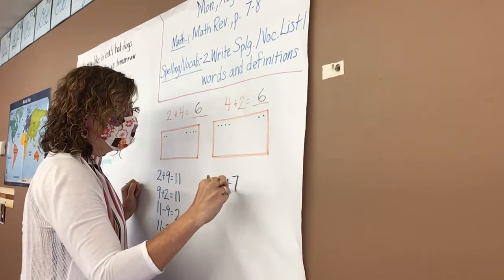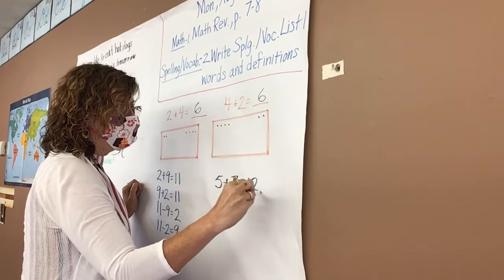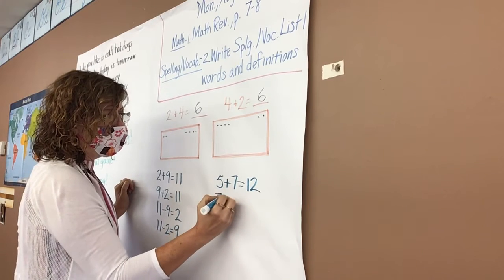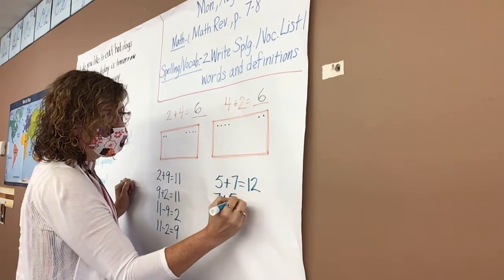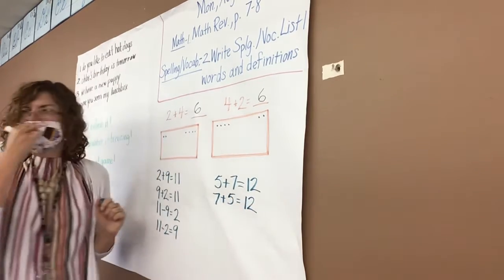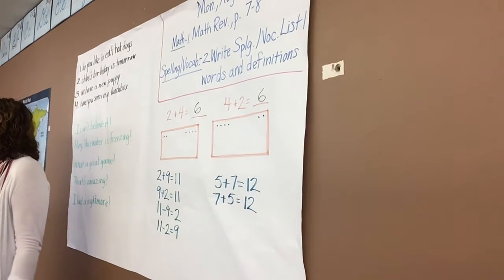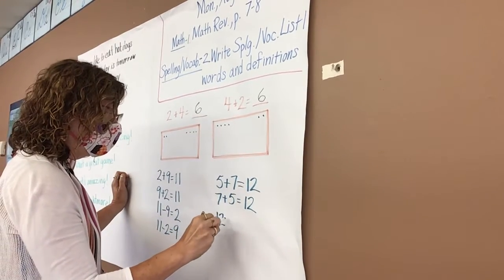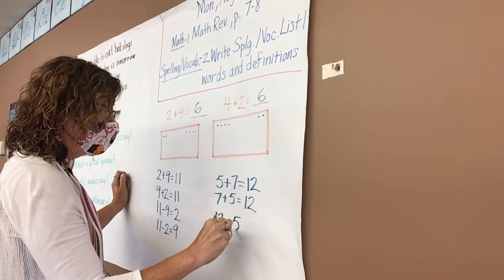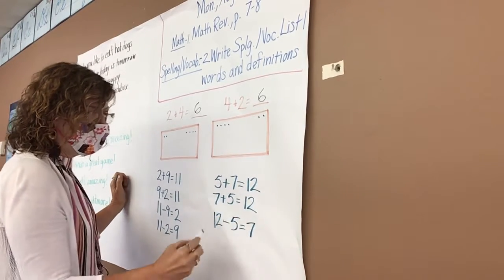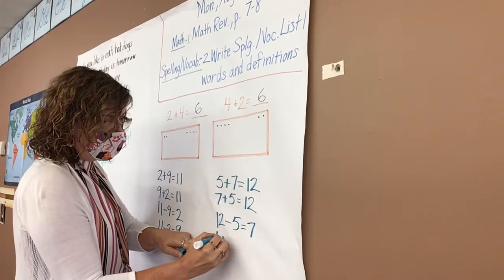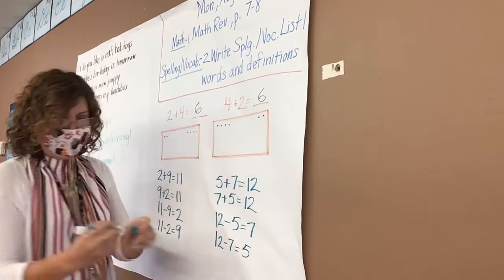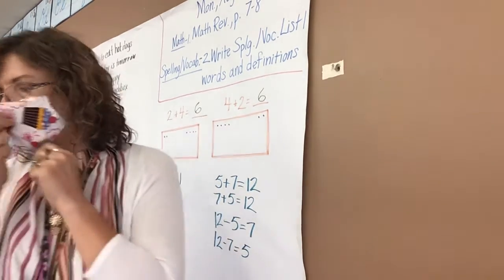5 plus 7 equals 12. Very good. All right, now let's switch the addends. So this time we're going to say 7 plus 5 equals 12. Now for the subtraction, we have to start with 12, and we're going to say 12 minus 5 equals 7, and then we're going to say 12 minus 7 equals 5. All right, so those are fact families.